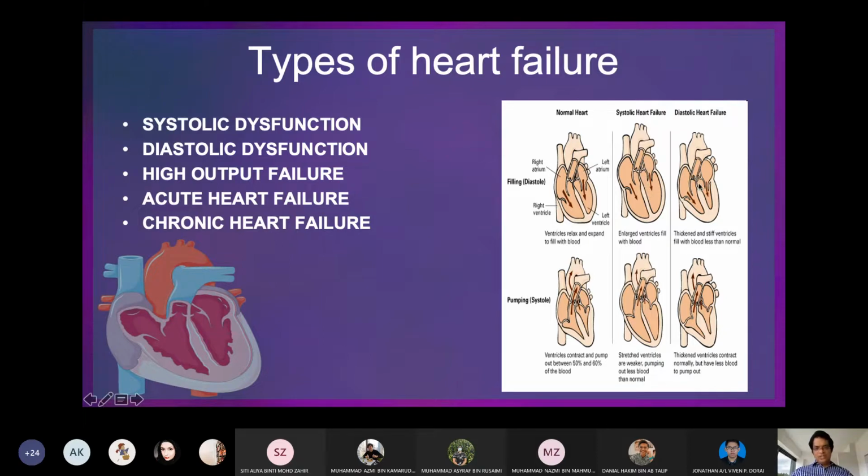But if you see diastolic heart failure, it is mostly dilatation and thickening. Thickened and stiff ventricles. So this is diastolic. So what is happening? Filling time is much poorer. The cavity is so small that the diastolic amount of blood will be less.